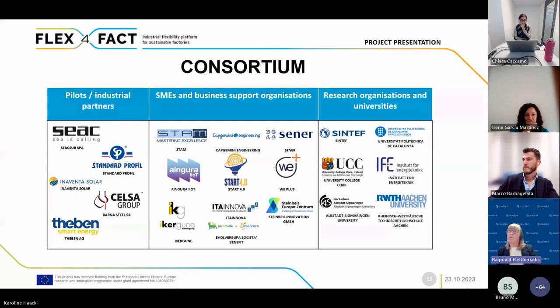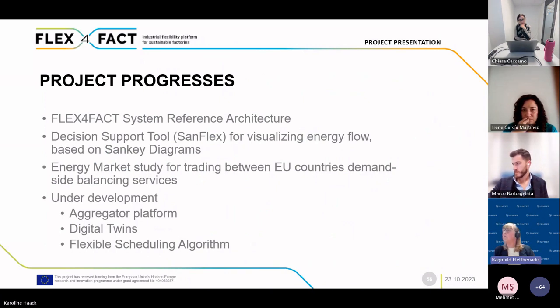Next slide, please. Here you can see the consortium. We are 23 partners from Spain, Italy, Germany, Ireland, and Norway, and we are a very diverse group of partners, because as you see on the right side, you have Standard Profil and Celsa, which are process industry, and on the other side you have the typical manufacturing industry. We also have some high level academic partners and technology providers that can help us go deeper into this. So I want to leave the floor to Chiara for the development of the solutions that we have already started to progress.